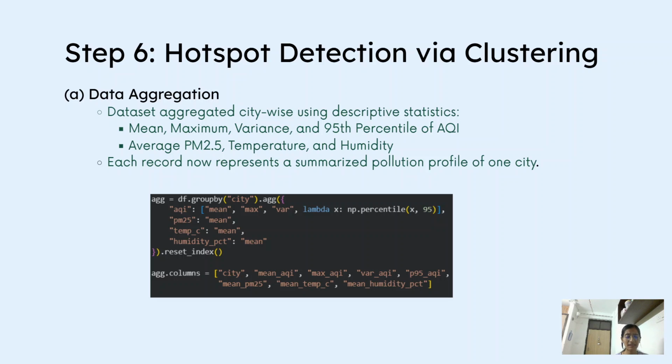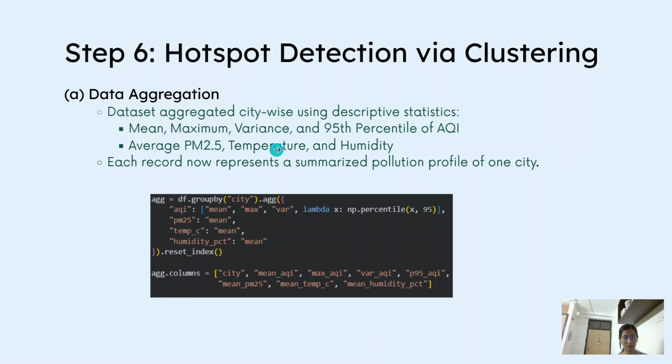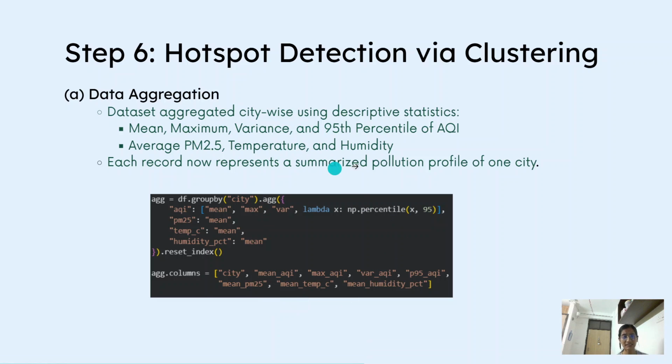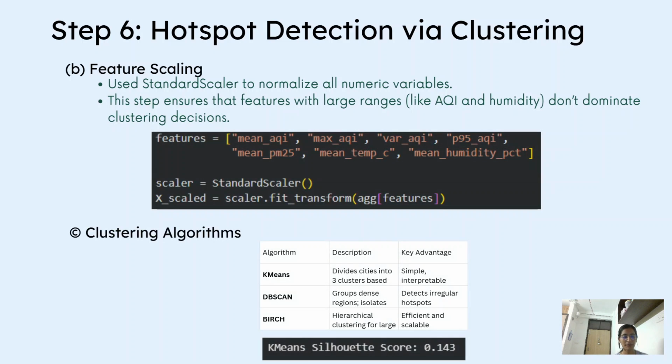We aggregate per-city metrics, which are mean AQI, variance, 95th percentile of AQI data, and average of PM2.5, temperature and humidity. Each record now represents a summarized pollution profile of one city. Then we do the feature scaling part. We standardize all features to ensure equal importance before clustering.